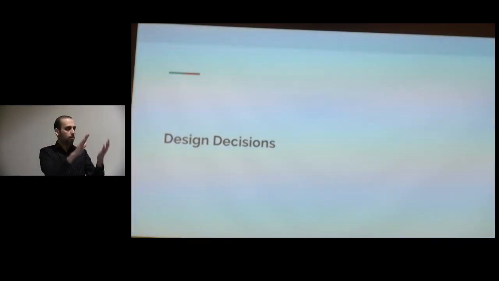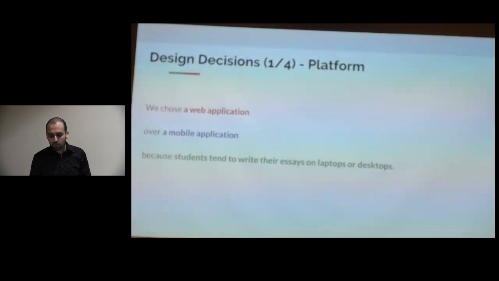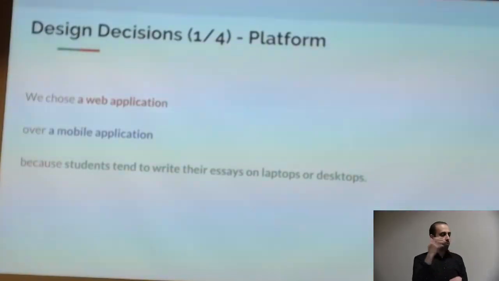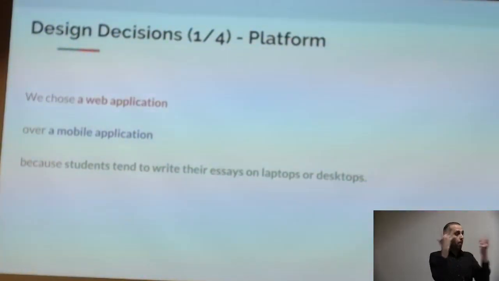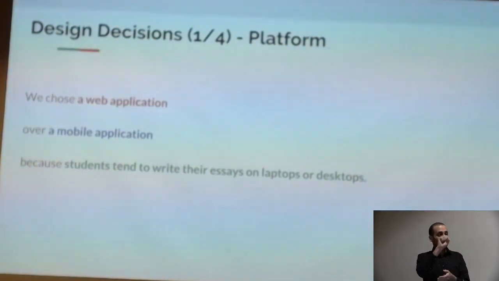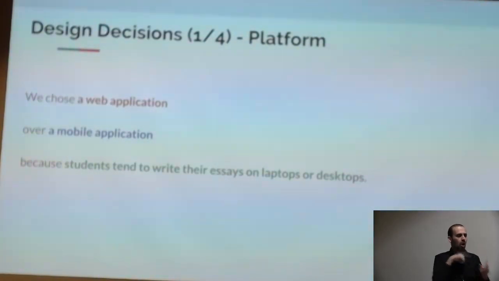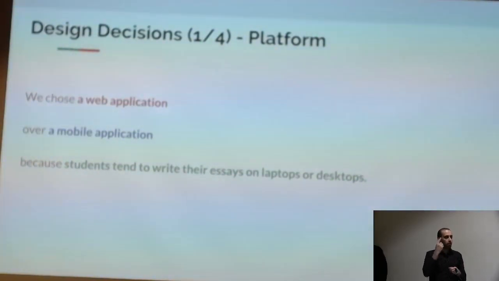So there were several design decisions that we had to encounter. The first design decision we had to think about was the platform. Are we going to do a web app or a mobile app? We noticed that many students usually pick their computer to write essays because a phone is way harder. We asked many students, and we noticed that users actually prefer the laptop. So we went ahead with satisfying the user, and that's why we developed the web app.